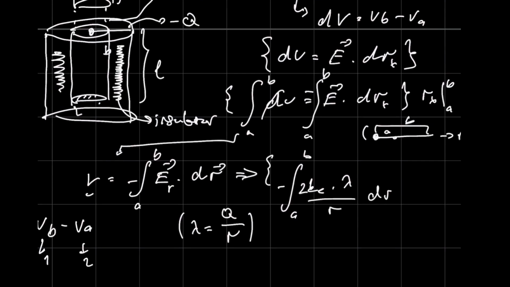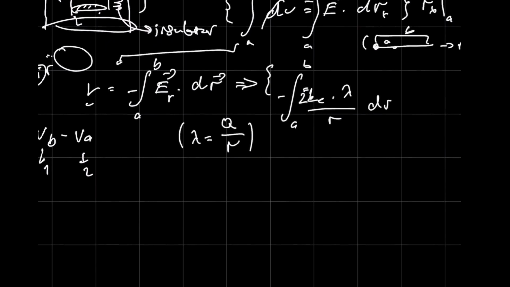Here we introduce lambda, the charge density along the length of the cylinder, and r, which is the distance from the center along the radius. We can express the electric field in terms of lambda and r. Lambda represents the charge per unit length. The potential difference between b and a depends on the geometry of the capacitor plates. The inner plate has radius a and the outer plate has radius b.